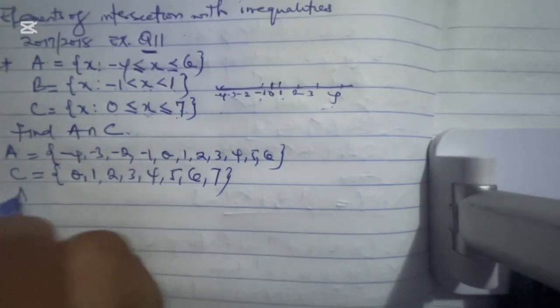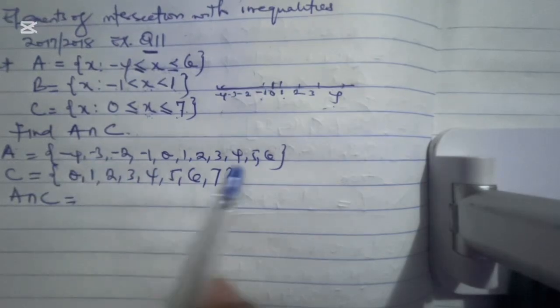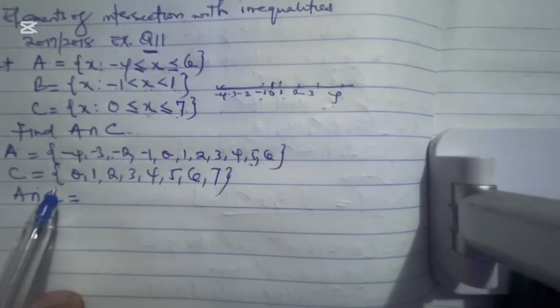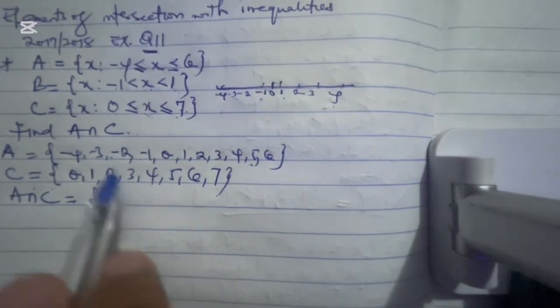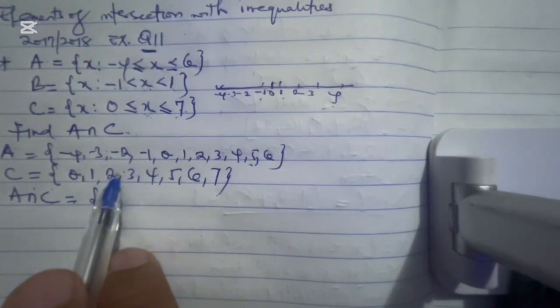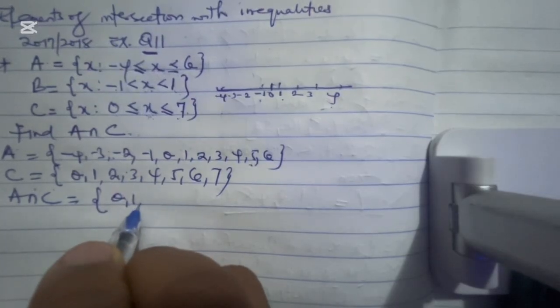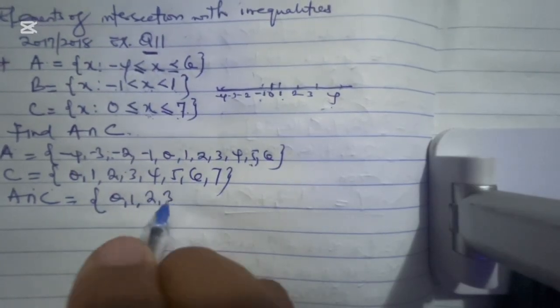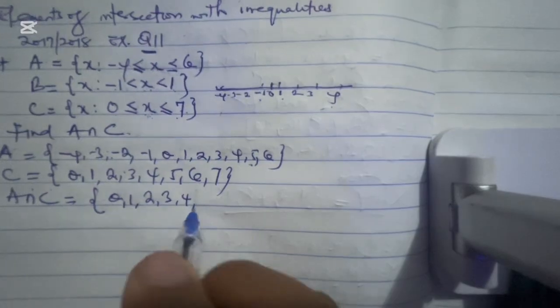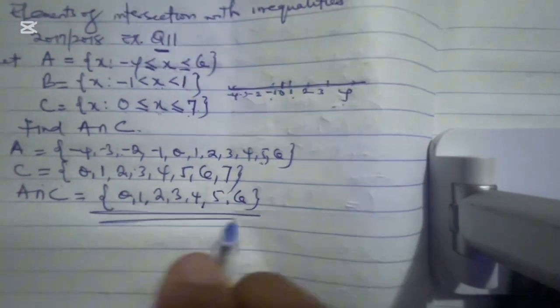So A intersect C are the values that are common between A and C. That's what intersect means. I've already explained it before. So A intersect C, what are the values common between A and C? If you look at the values that are common between A and C, 0 is there, 1 is there, 2 is also there, 3 is there, 4 is there, 5 is there, and 6 is there. 7 is not there. So this is your answer.